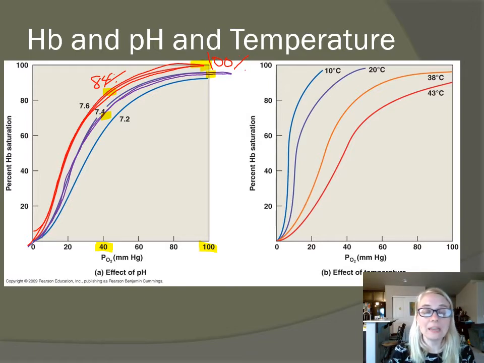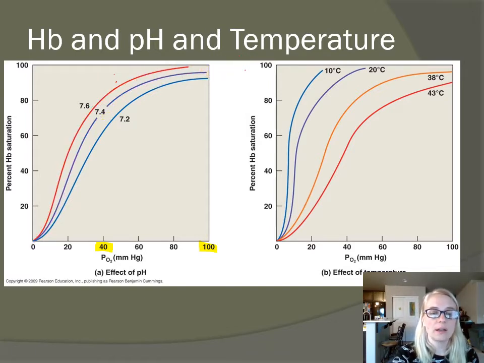So either side of this pH imbalance is not good for your tissues. Either you're not bringing enough oxygen to your tissues to begin with, or you are bringing a lot of oxygen to your tissues, but the hemoglobin won't let go because of that alkaline condition. So those are the effects of pH changes on this hemoglobin saturation curve.